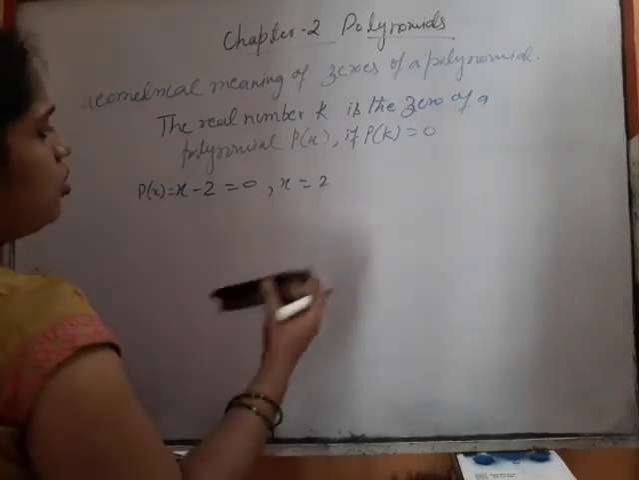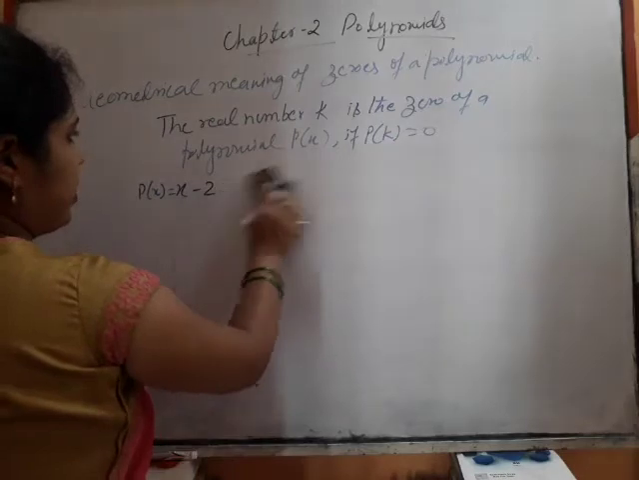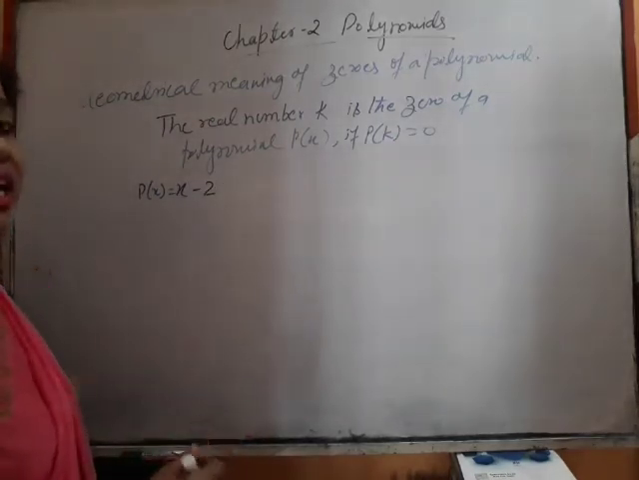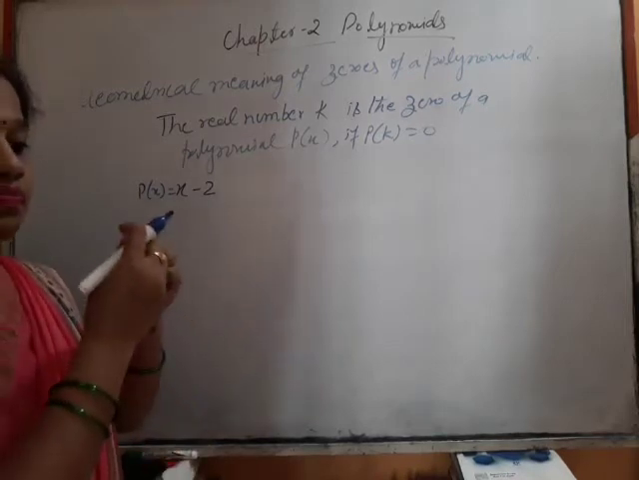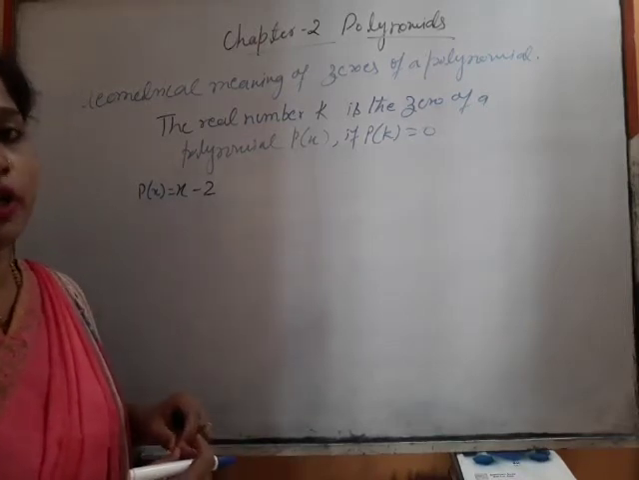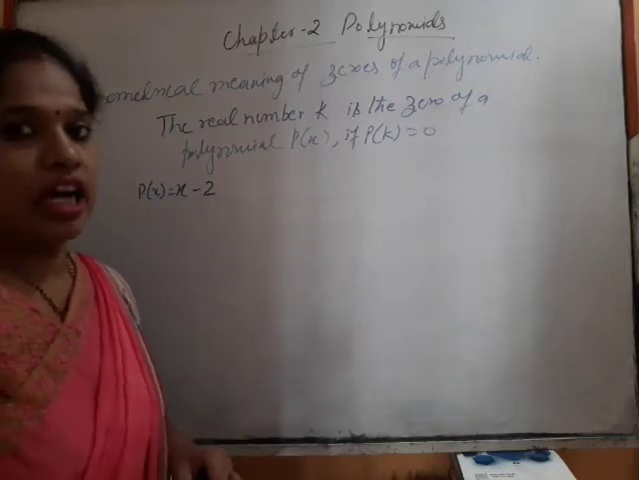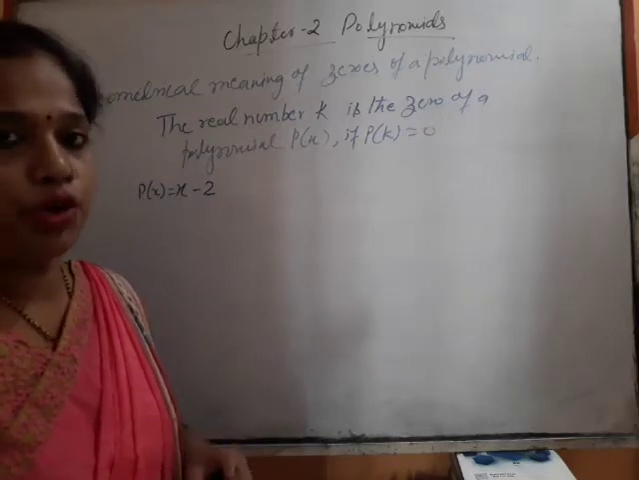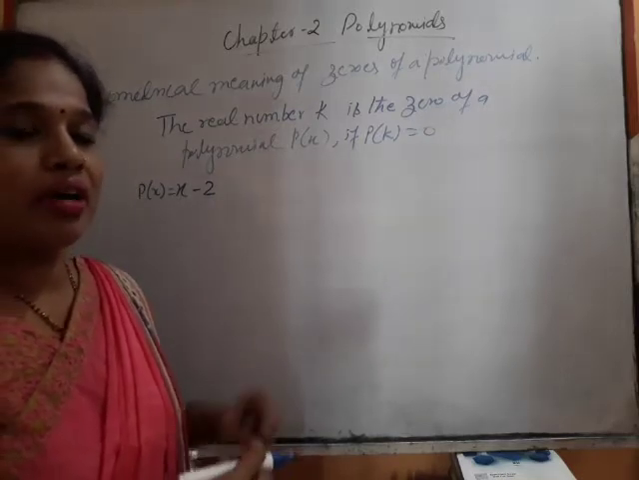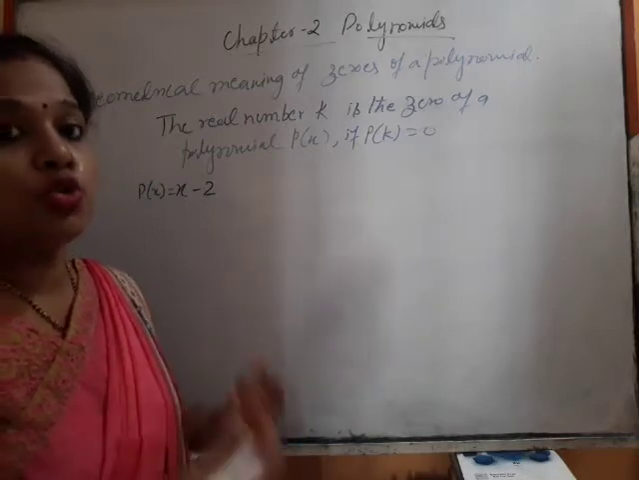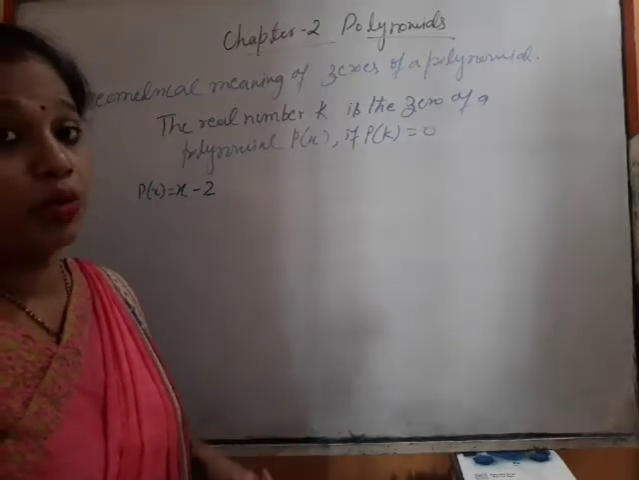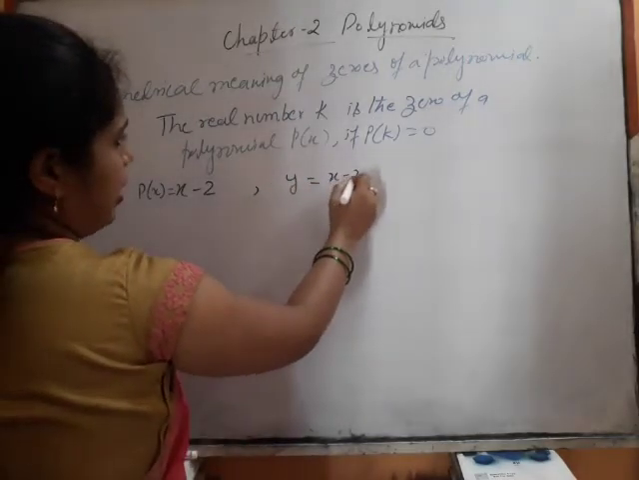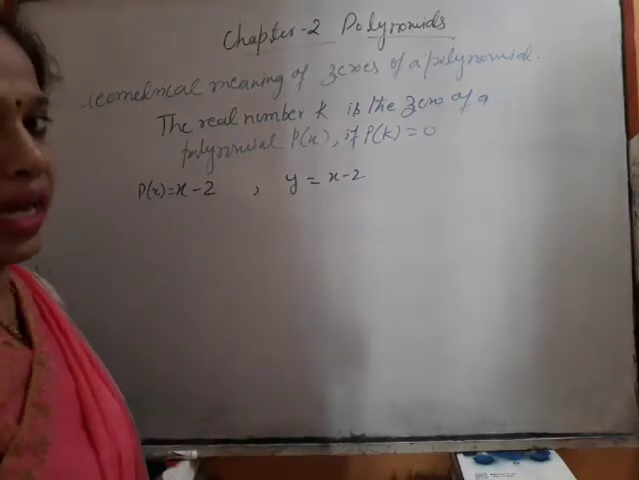Okay, how to represent it geometrically? If p(x) equals x minus 2, how to represent it geometrically? You know that the graph of a linear polynomial is a straight line in the Cartesian plane. Now if we have a linear equation in two variables, if we consider y equals x minus 2.